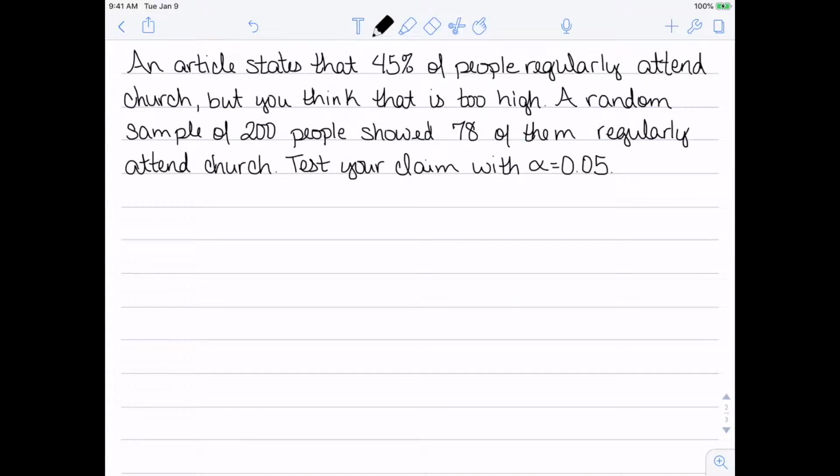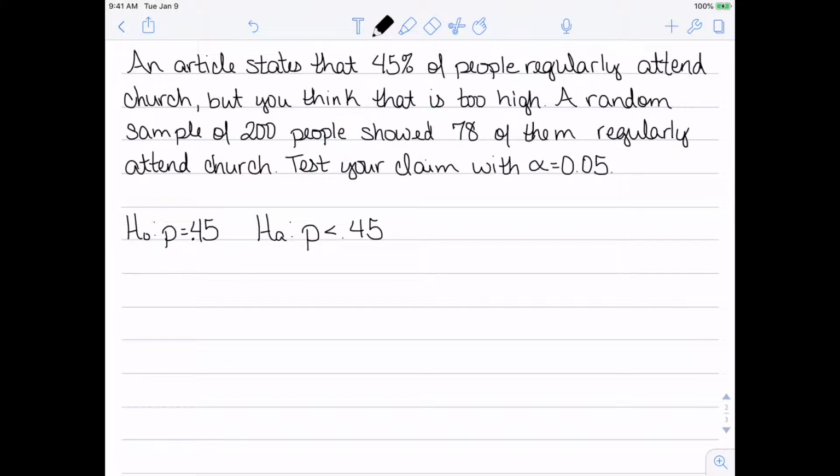An article states that 45% of people regularly attend church, but you think that number is way too high. A random sample of 200 people showed that 78 of them regularly attended church. So we want to test your claim with alpha equal to 0.05. So the first step is our hypotheses. This article is claiming that it's 45%, so that would give me my null hypothesis, p is equal to 0.45. You're claiming that this value is just too high, so the alternative hypothesis would be that it's less than 0.45.